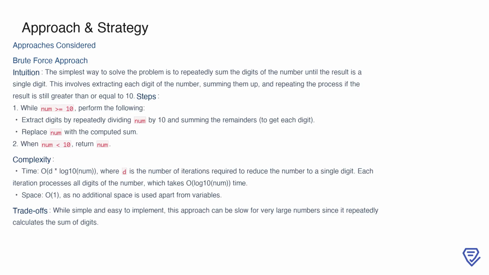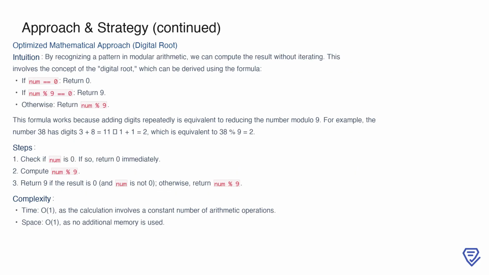Now, a more efficient way to approach this problem is by leveraging an optimized mathematical method known as the digital root. This takes advantage of a pattern in modular arithmetic, allowing us to directly compute the result without needing to iterate through the digits. The logic here is based on the fact that repeatedly summing the digits of a number is equivalent to reducing it modulo 9. For example, the number 38 sums to 3 plus 8 equals 11, then 1 plus 1 equals 2, which matches 38 % 9 equals 2.